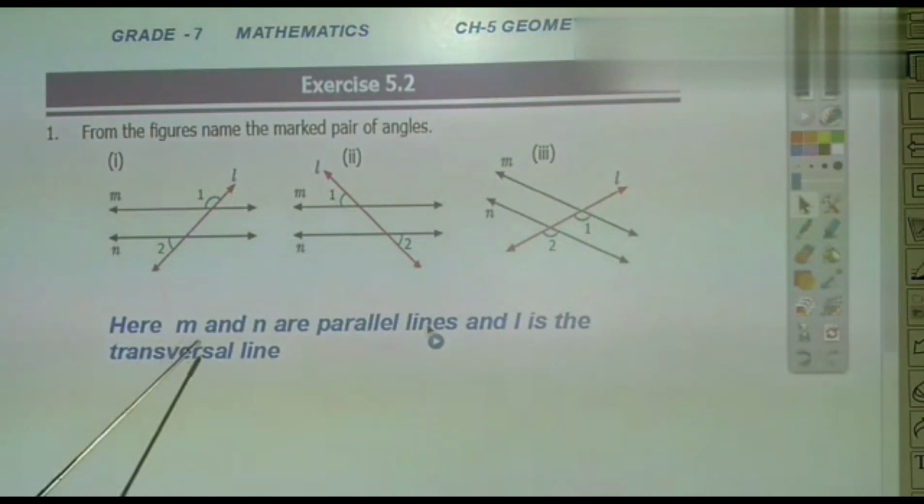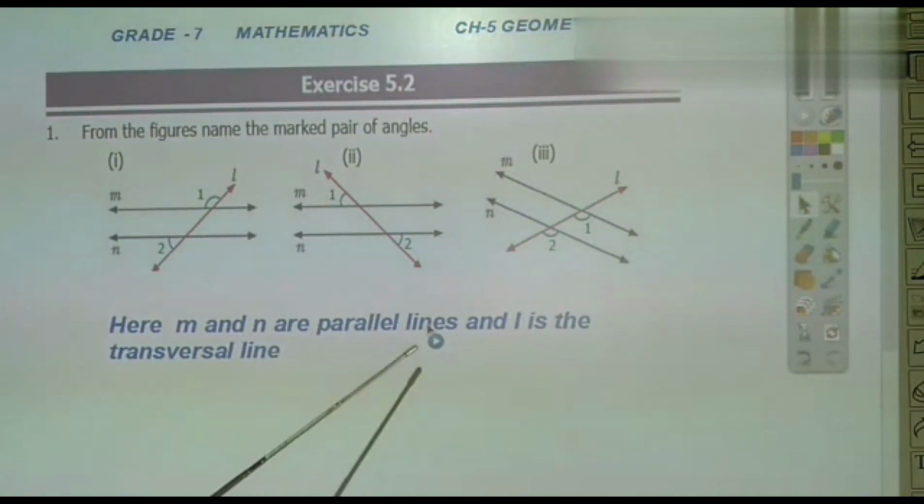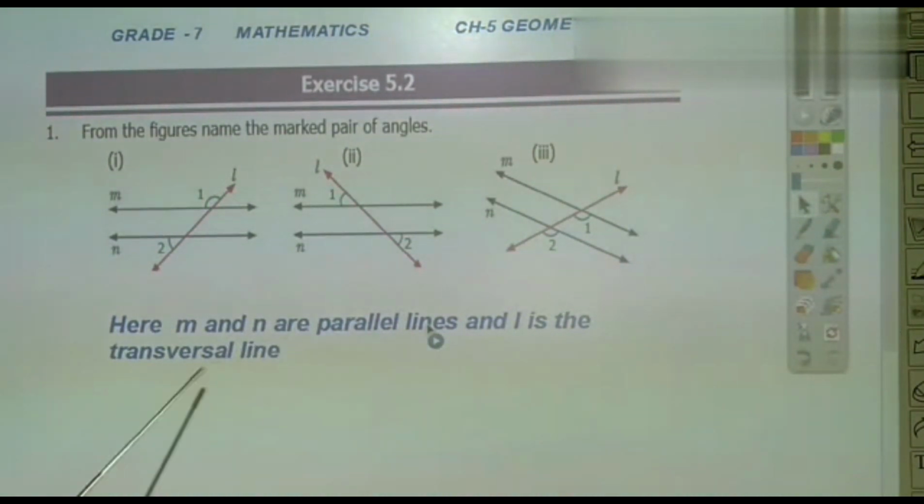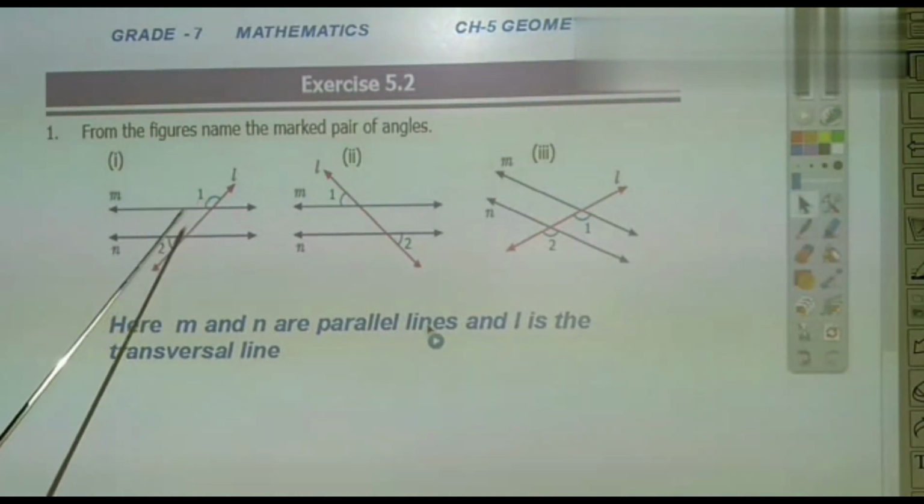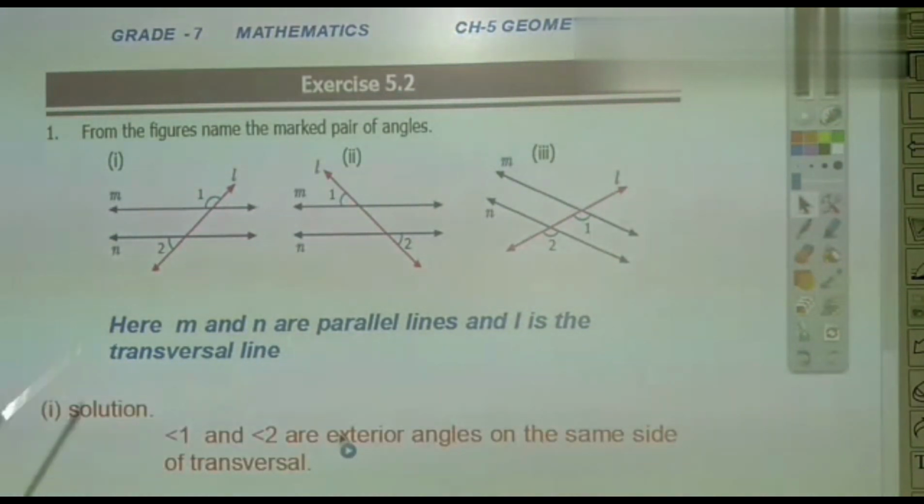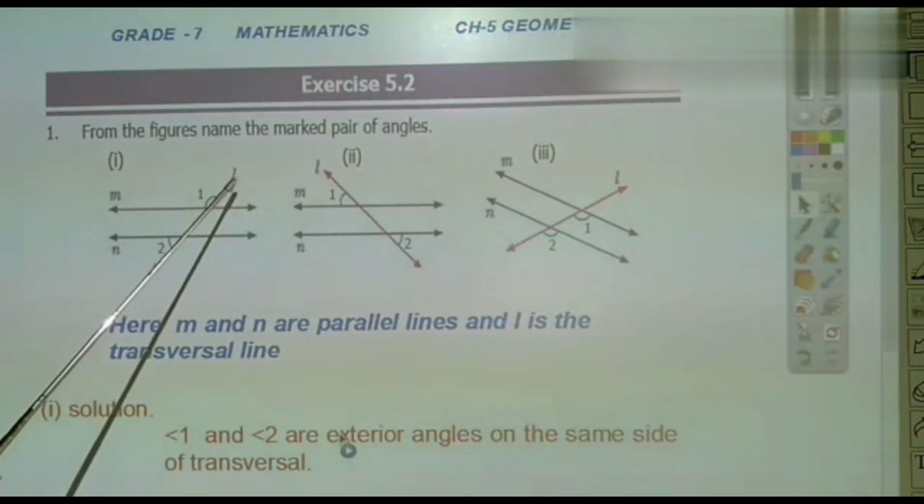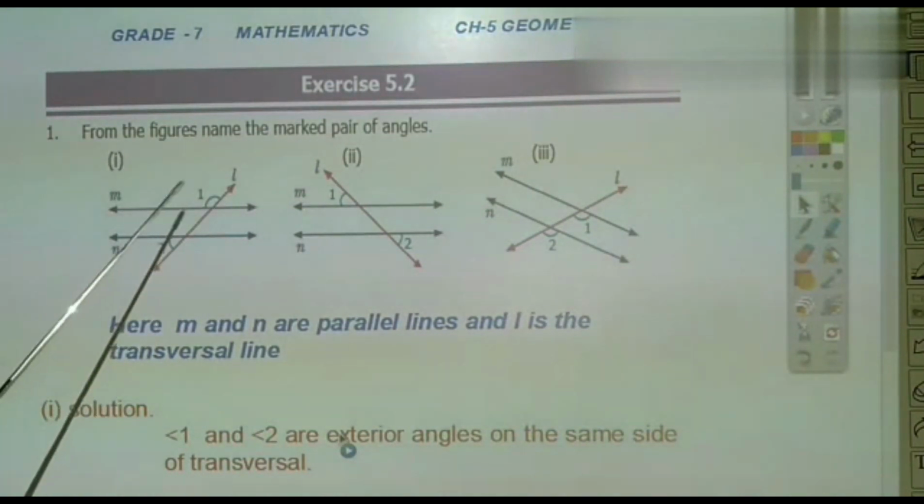Let's see the solution. Here M and N are parallel lines and L is the transversal line. Let's see the solution for option 1, children. What about angle 1 and 2? Yes, angle 1 and angle 2 are exterior angles on the same side of the transversal. This is the solution for this. Both are exterior angles.